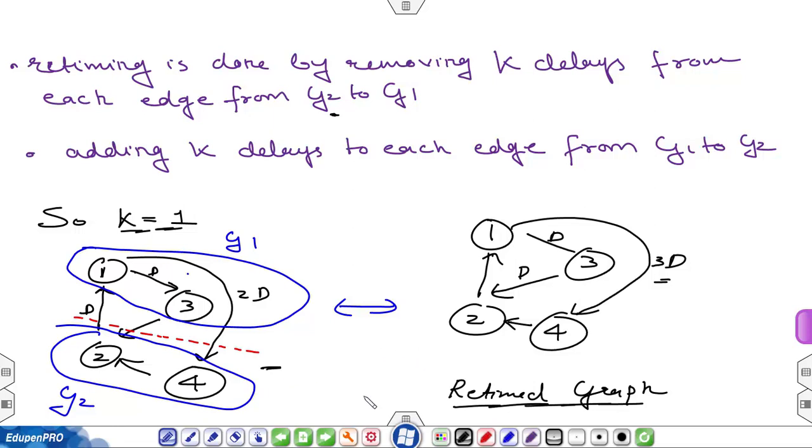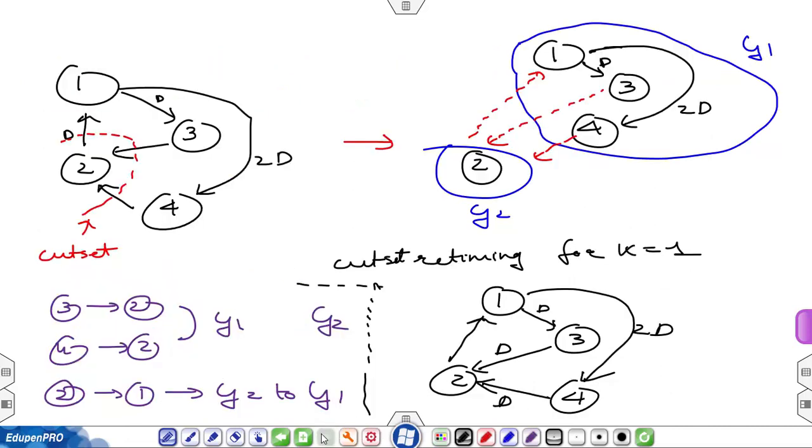You can verify it by writing the mathematical equation for this graph and comparing it with the mathematical equation of this graph. Okay, so another cut set can also be chosen. In the same graph, this is the second cut set: 2 to 1, 3 to 2, and 4 to 2. If I remove these edges from this graph, it will be divided into two disjoint subgraphs, G1 and G2. G2 has only one node, that is 2, and G1 has three nodes, 1, 3, and 4.